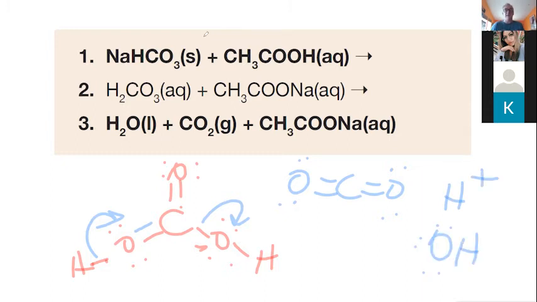When H plus and OH minus get together, what do they make? Hydroxide. I already have hydroxide, and I have H plus. When they come together, what do they make? Water. They make water, exactly. So that's the reaction.